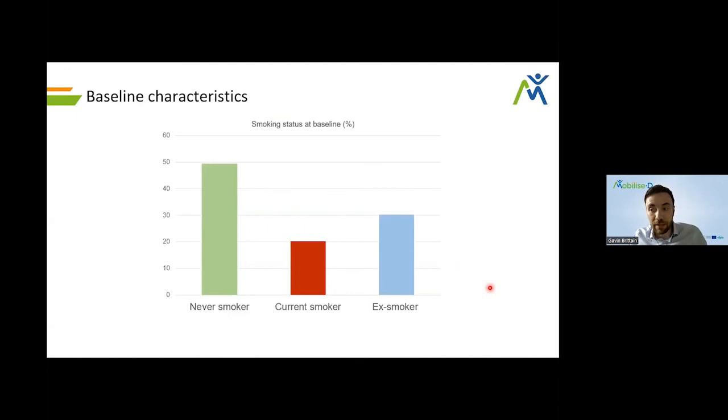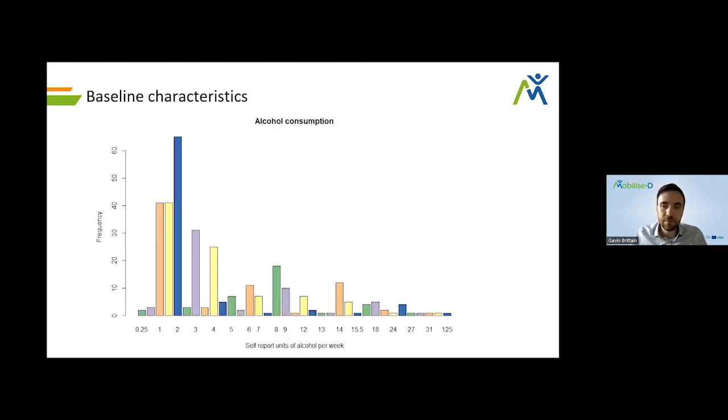Just under half of our patients have never smoked, 30% are ex-smokers, and 20% currently smoke. Whilst just under half, or 253 patients, sorry, don't report drinking alcohol on a regular basis. The majority who do drink alcohol do so within the recommended UK guidelines, which is less than 14 units of alcohol per week. Just over 4.5% of our patients drink slightly more than that, as seen in the end of this graph here.